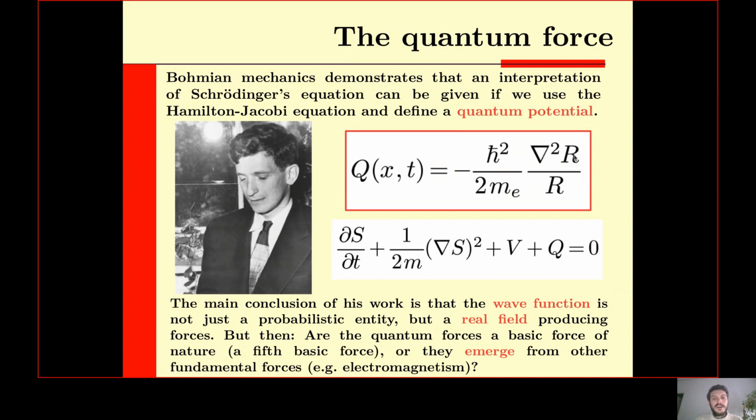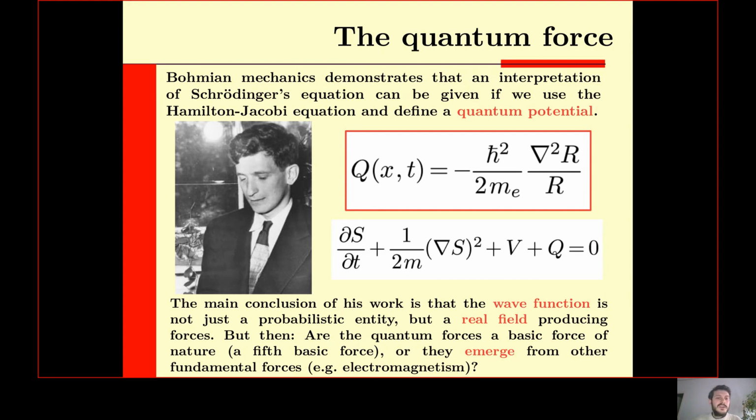He shows that R would be the modulus of the wave function, and the phase of the wave function would be S, except for a factor h bar. And he shows that you can write the Schrödinger equation as a Hamilton-Jacobi equation, where you have to find out what he calls the quantum potential.